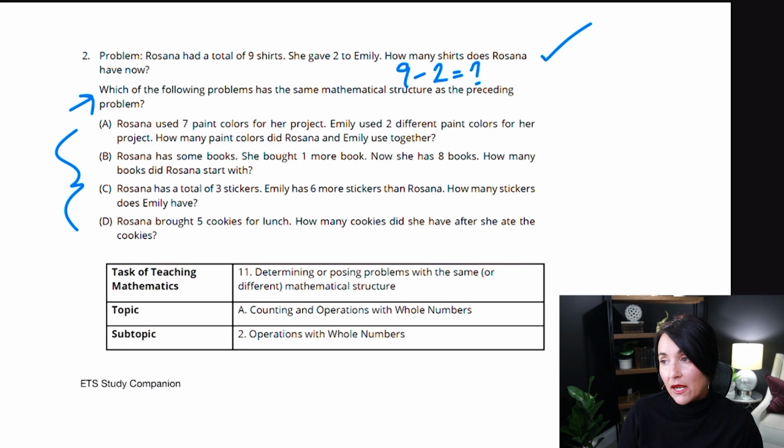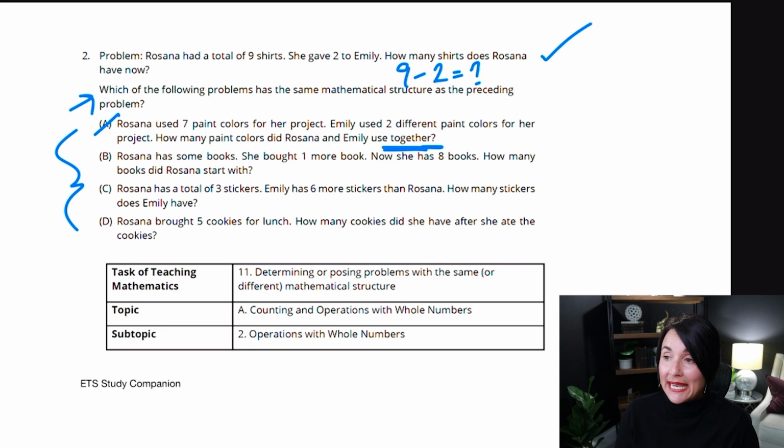Rosanna used 7 paint colors for her project. Emily used 2 different paint colors for her project. How many paint colors did Rosanna and Emily use together? Together means an addition problem, and that is not going to mirror this problem above, so I can cross it off. B, Rosanna has some books. She bought 1 more book. Now she has 8 books. How many books did Rosanna start with?